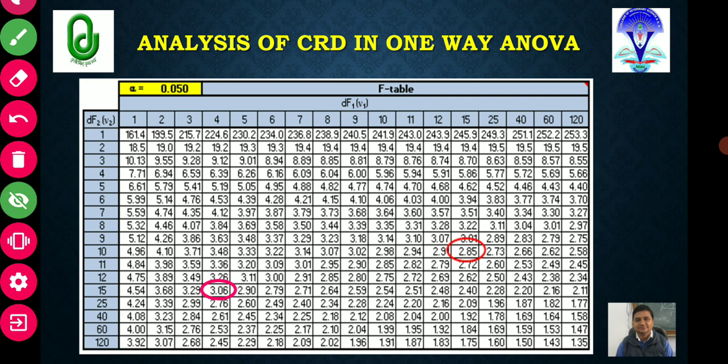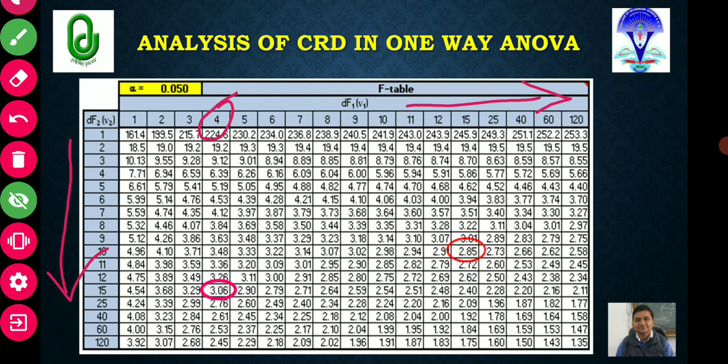So just see this table, the F table. This is V1, that means treatment degree of freedom. This side you have to see the treatment degree of freedom, and this side you have to see the denominator, that is error degree of freedom. Here you see the treatment, in this line I have marked the value 3.06. Here the degree of freedom is 4 because you have taken 5 treatments, so 5 minus 1, 4.